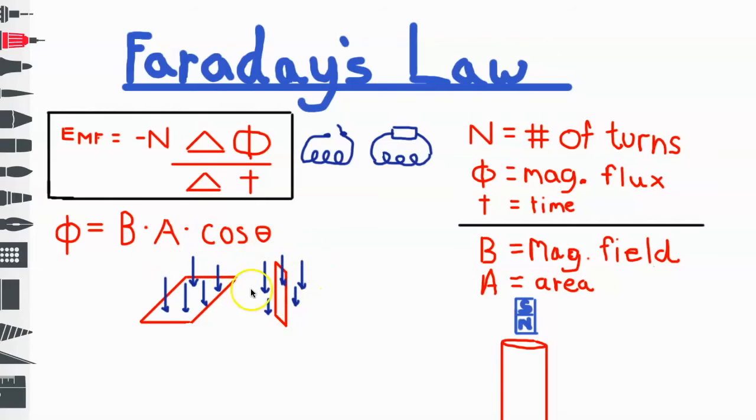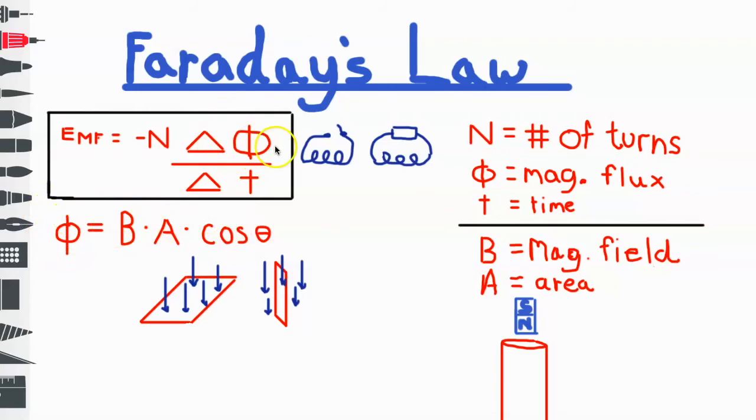Here on the right, we have a picture of the same exact area, just at 90 degrees, exactly perpendicular with our magnetic field. If we took the cosine of this angle, 90, we'd find that we have no magnetic flux. Cosine of 90 is 0, which is interesting. In the best situation, we'd have cosine of 0, which would give us 1, which would maximize our magnetic flux.